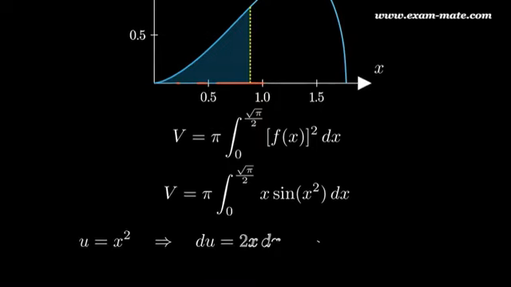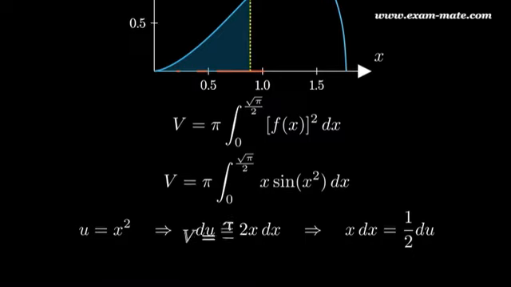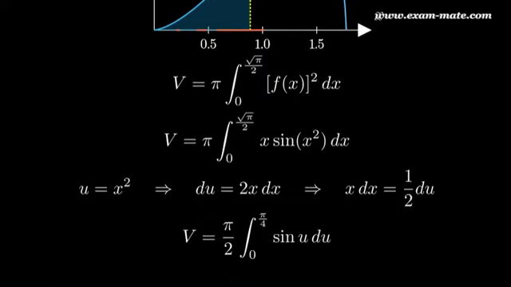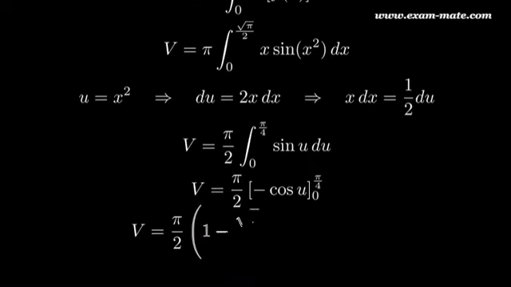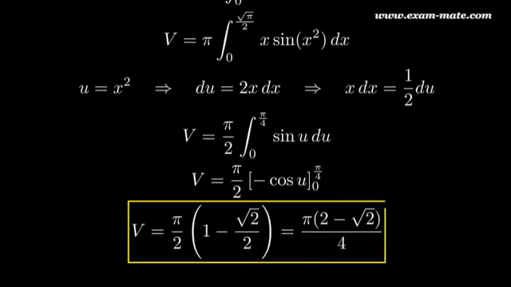To solve this, let's use u substitution. Let u equal x squared, then du equals 2x dx. After substitution, our integral becomes pi over 2 times the integral from 0 to pi over 4 of sine u du. This evaluates to pi over 2 times negative cosine u, from 0 to pi over 4. Finally, evaluating this gives us pi times 2 minus square root of 2 all over 4, which is our answer.